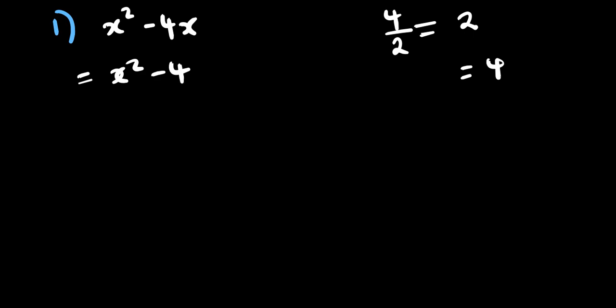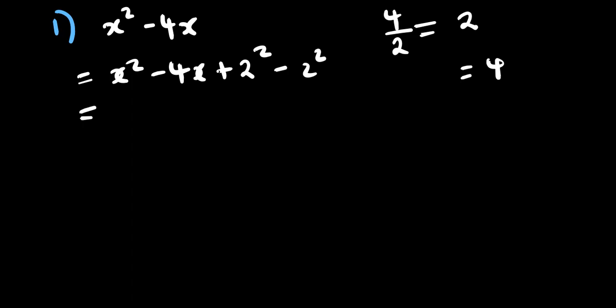So what are we going to have? The coefficient in that regard is 4. When we halve this, we find 2. Now squaring 2 will give us 4, right? Now we're going to add and subtract that. So what are we going to have? We're going to have x squared minus 4x, then plus 2 squared, minus 2 squared.